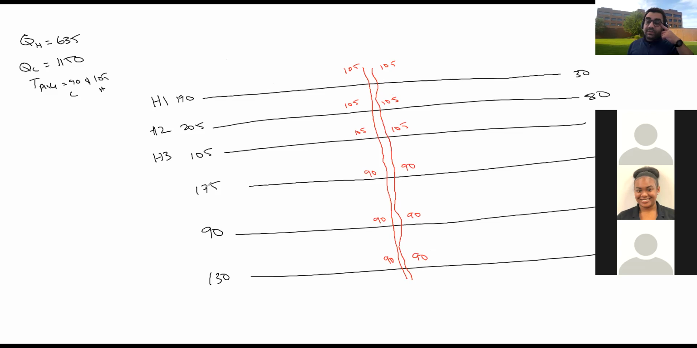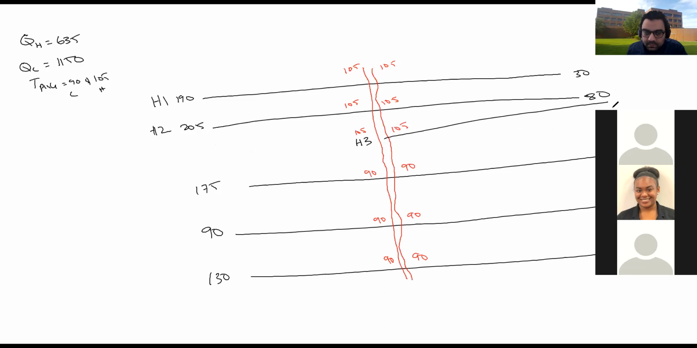Once we get to this point, I'm going to go over this diagram and clean it up. For the first stream, I have 190 to 105, 105 to 30, that's fine. 205 to 105, 105 to 80, that's fine as well. 105 to 50, 105 to 105, so H3 does not exist above the pinch, H3 only exists below the pinch. So I'm going to redraw H3 here. It only goes from 105 all the way to 55.